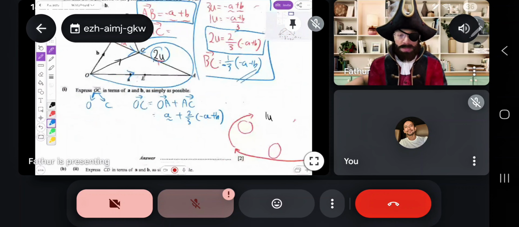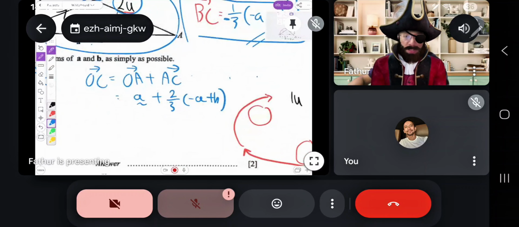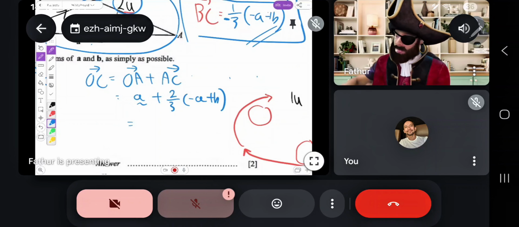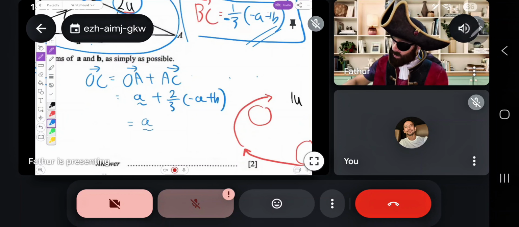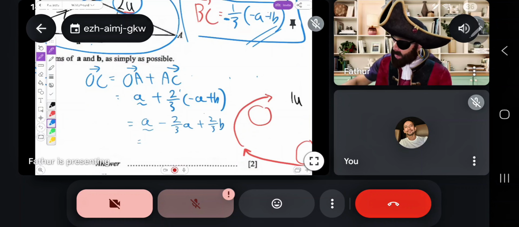There you go. So now the thing about this expression is that you need to simplify it, obviously, because it's algebra. E-math algebra has to be simplified. If not, what do you expect to get? 0. So negative A minus 2/3 A plus 2/3 B. Open up the bracket.